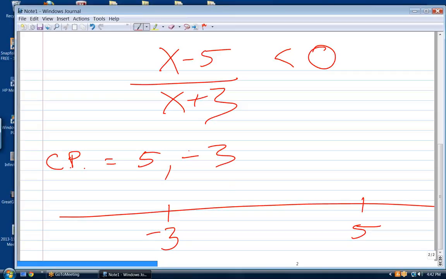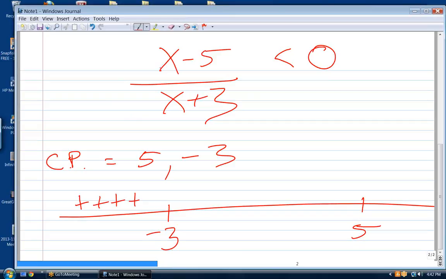Okay, that's fine. So negative 5 gives you, what's the sign on the numerator? Negative. What's the sign on the denominator? If I substitute negative 5, negative. Okay, negative divided by negative is positive, so any number to the left of minus 3 produces a positive result. Okay, let's test numbers between minus 3 and 5.